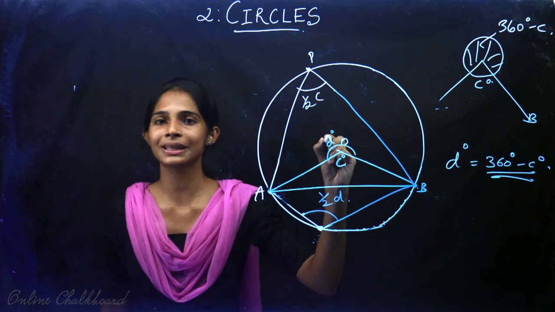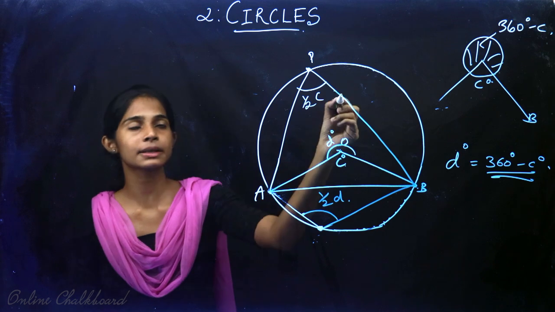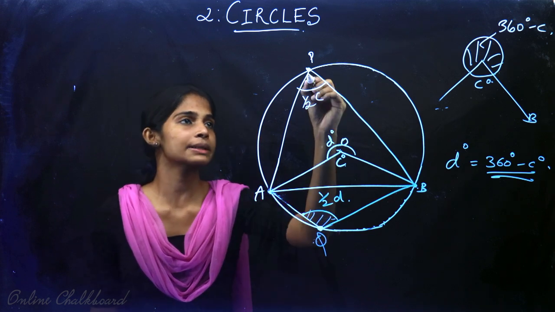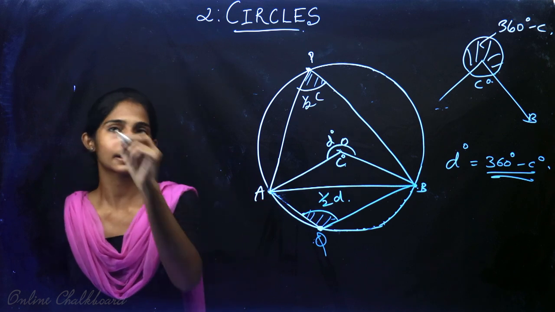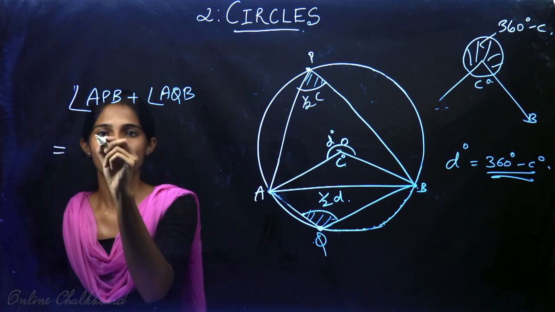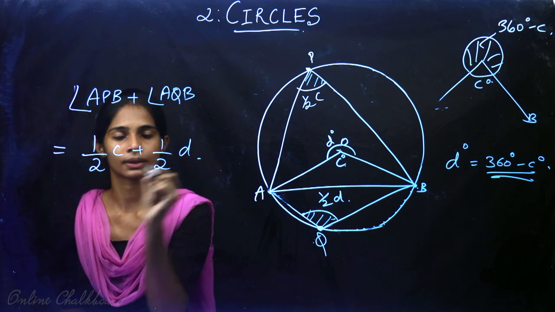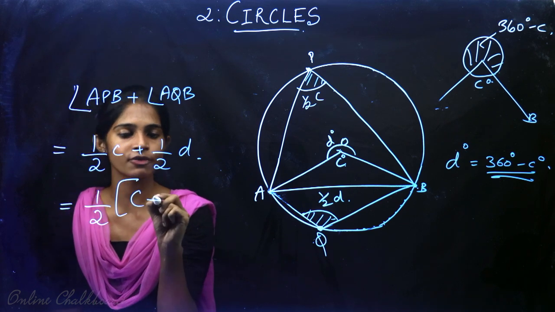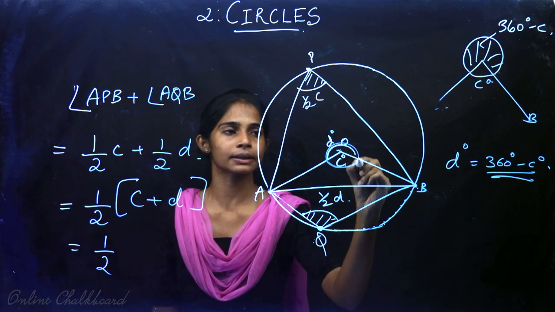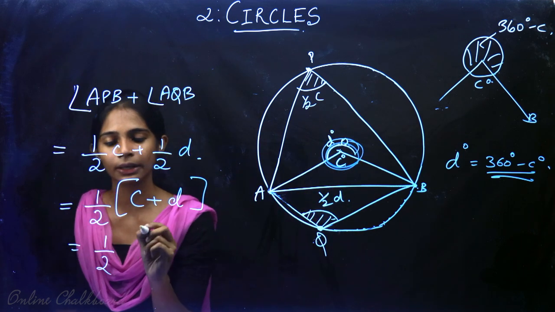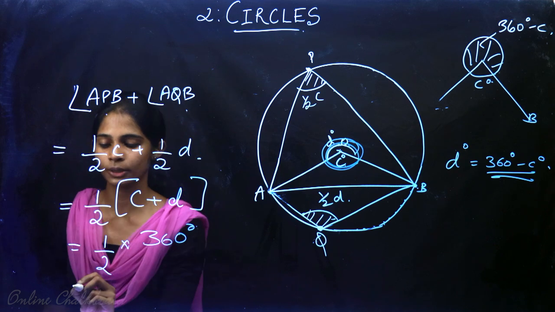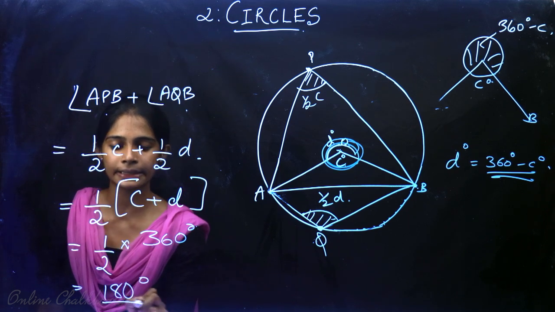Now we will take this angle C and this angle D. The angle APB is half of C and angle AQB is half of D. Now we will see these opposite angles. Angle APB plus angle AQB is equal to half of C plus half of D. Taking half common, half of C plus D. C is this angle and D is the remaining angle in the circle, so C plus D together give 360 degree. So angle APB plus angle AQB is half of 360, that is 180 degree.